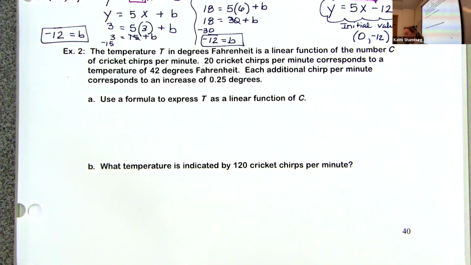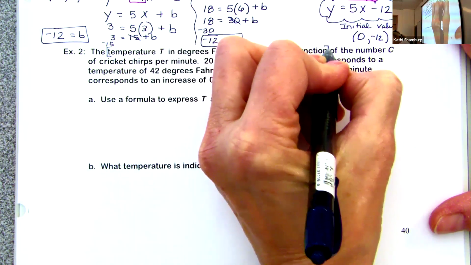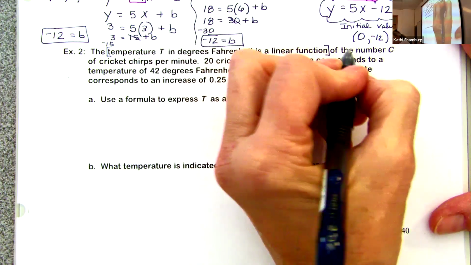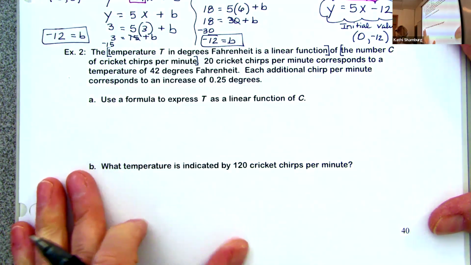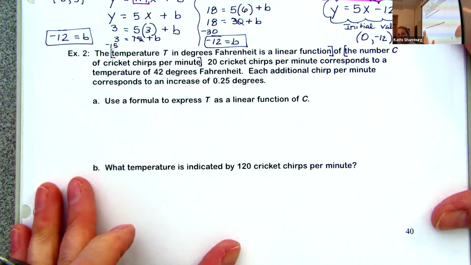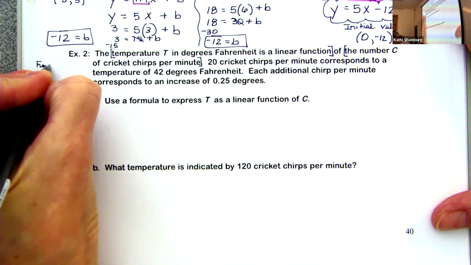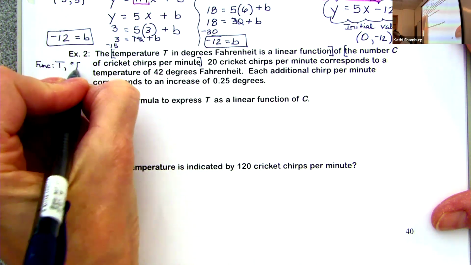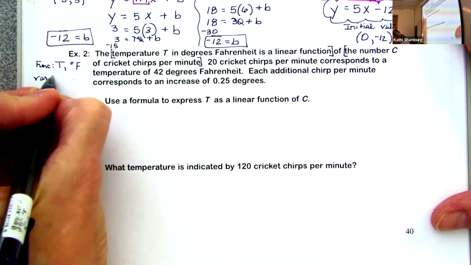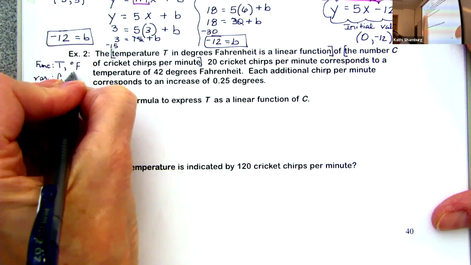All right, so the temperature, T in degrees Fahrenheit, is a linear function. Right there, they've defined function for you of the number C, which is cricket chirps per minute. So right there, we have the ability to define function and variable. So I'm going to go ahead and do that. My function appears as T, which is temperature in degrees Fahrenheit. My variable is C, which is cricket chirps per minute.